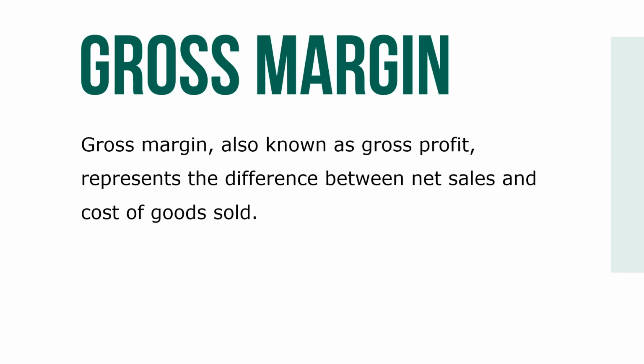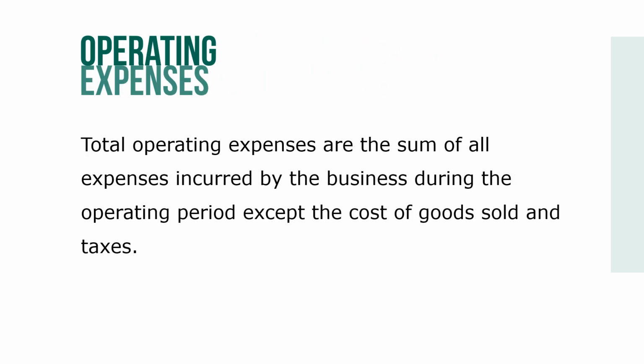Gross margin, also known as gross profit, represents the difference between net sales and the cost of goods sold. Total operating expenses are the sum of all expenses incurred by the business during the operating period except the cost of goods sold and taxes. Operating expenses differ from company to company.